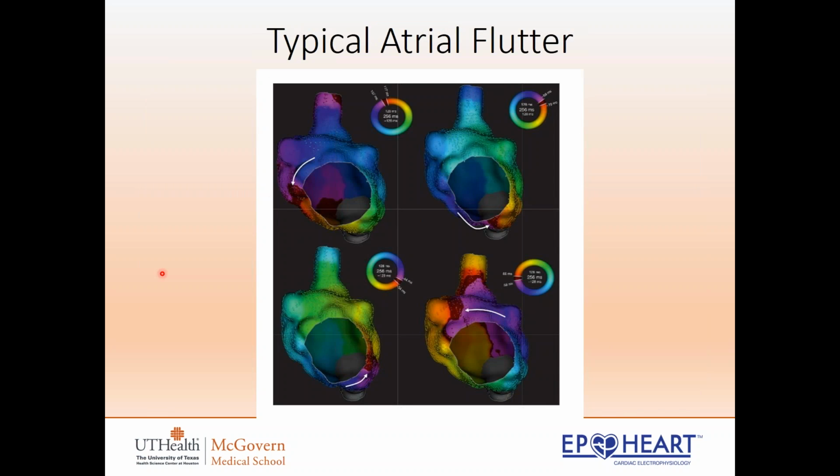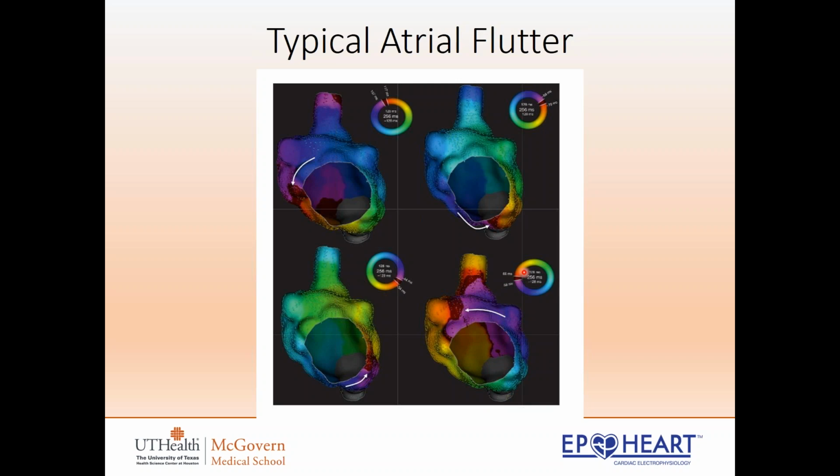This gives you an idea of typical flutter. So you're probably pretty used to seeing the sawtooth pattern on the EKG, but when we go into the EP lab, we actually see the circuit and how it's working in the heart. So here you look at your colors. Start like the rainbow: red, orange, yellow, green, blue, violet. And the red and the violet meet each other, so we know it's a circuit. We know it's just continually going around and around and around, similar to a dog chasing its tail.